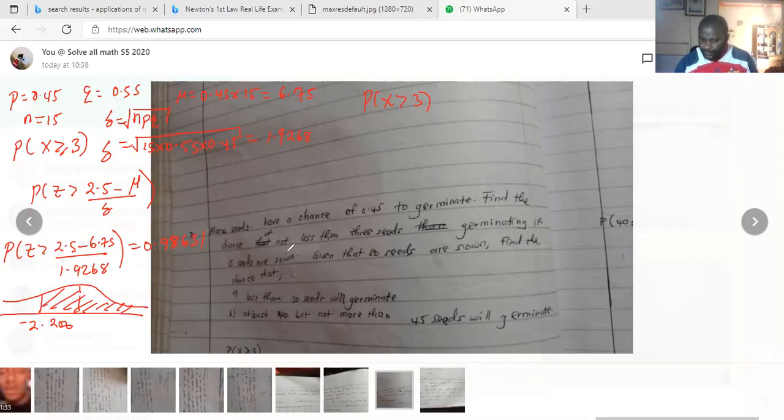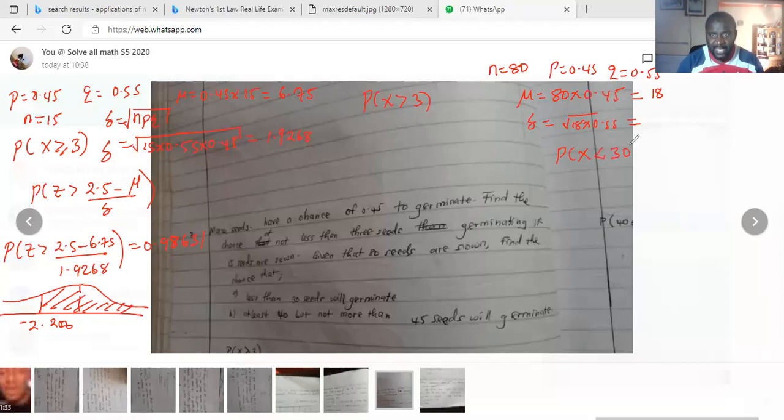Okay. The second question. Given that 80 seeds are now sown, here the N has changed. Now we have how many seeds? 80. Find the chance that less than 30 seeds will germinate. Germination is 0.45. Not germinating is 0.55. Mu will be 80 times 0.45, which will give us 4.5 times 8, that is 36. Sigma will be equal to root of 18 times 0.55. You can get sigma. So probability of X is less than what? 30. Remember, when you standardize, this is the same as probability of X less or equal to 29.5.